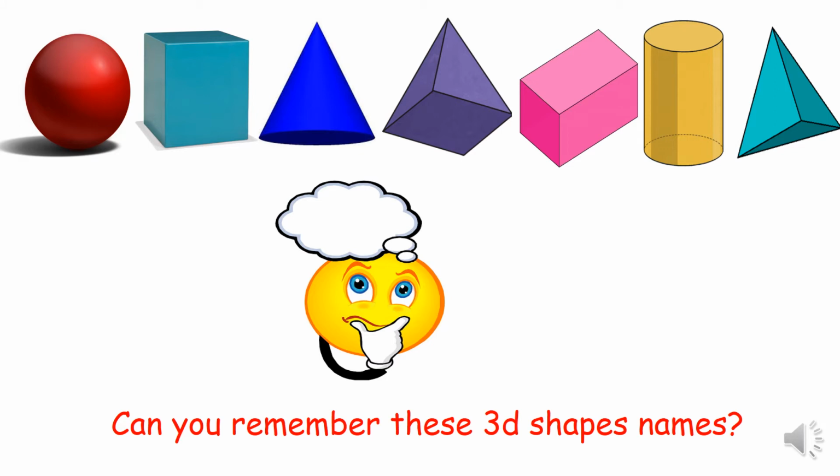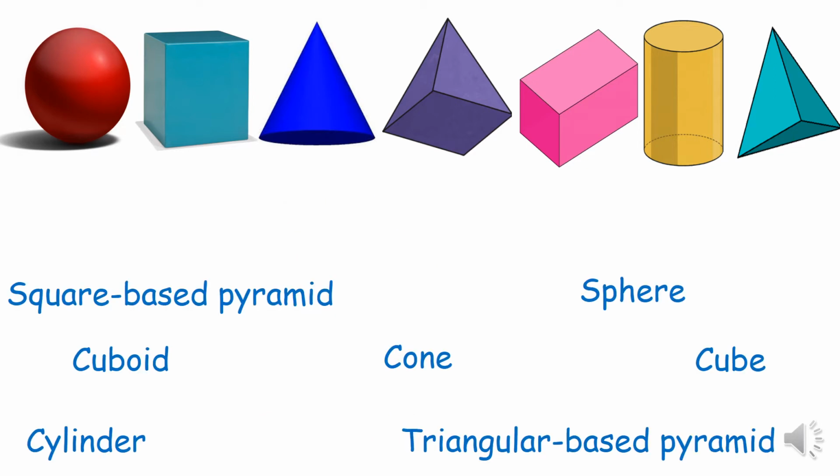So yesterday we learnt about some 3D shape names. Can you remember these 3D shape names? Pause the video and see if you can remember them. Well, here's a little clue. We've got all of the 3D shape names here. We've got the names square-based pyramid, cuboid, cylinder, cone, sphere, cube, and triangular-based pyramid, but they're all jumbled up. I wonder if you can match the shape name to the correct 3D shape.